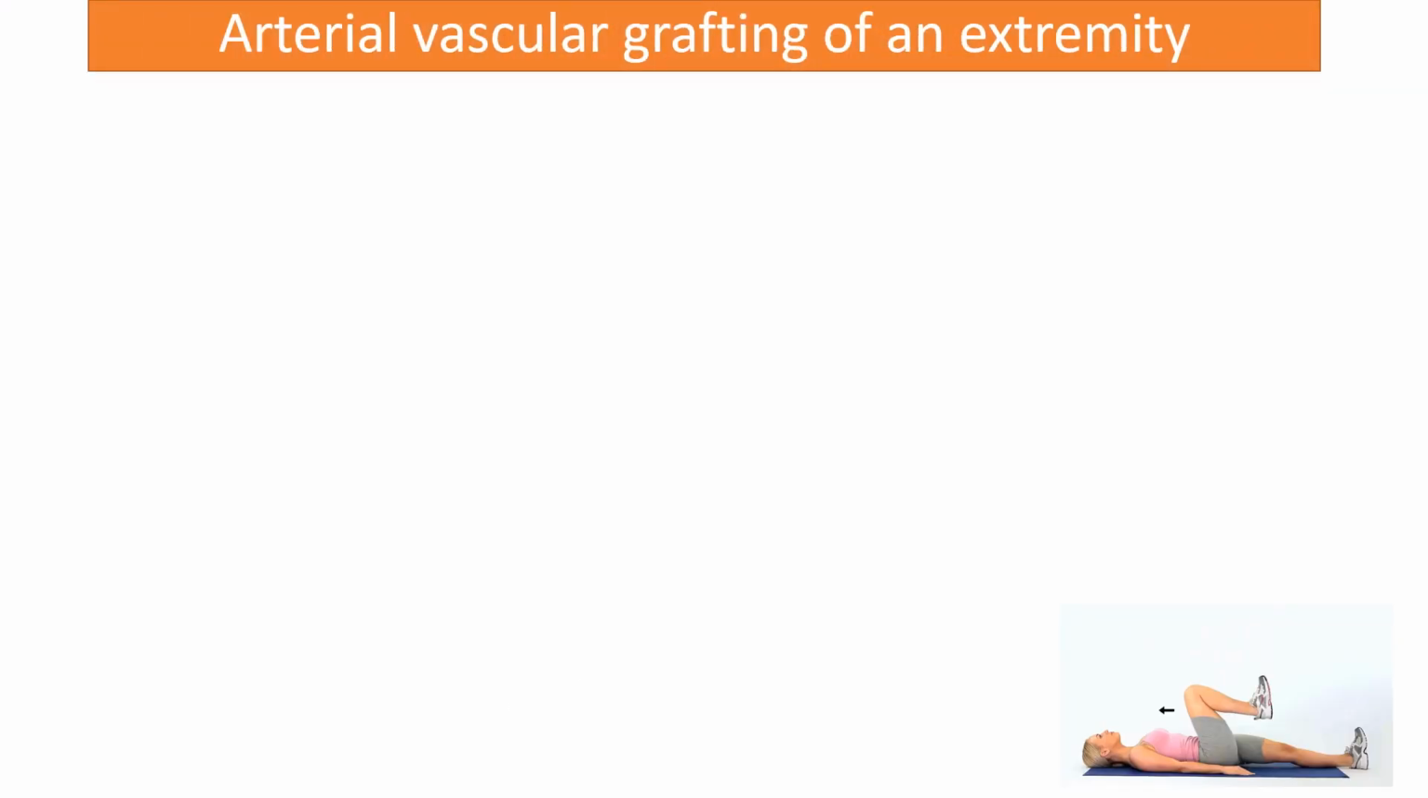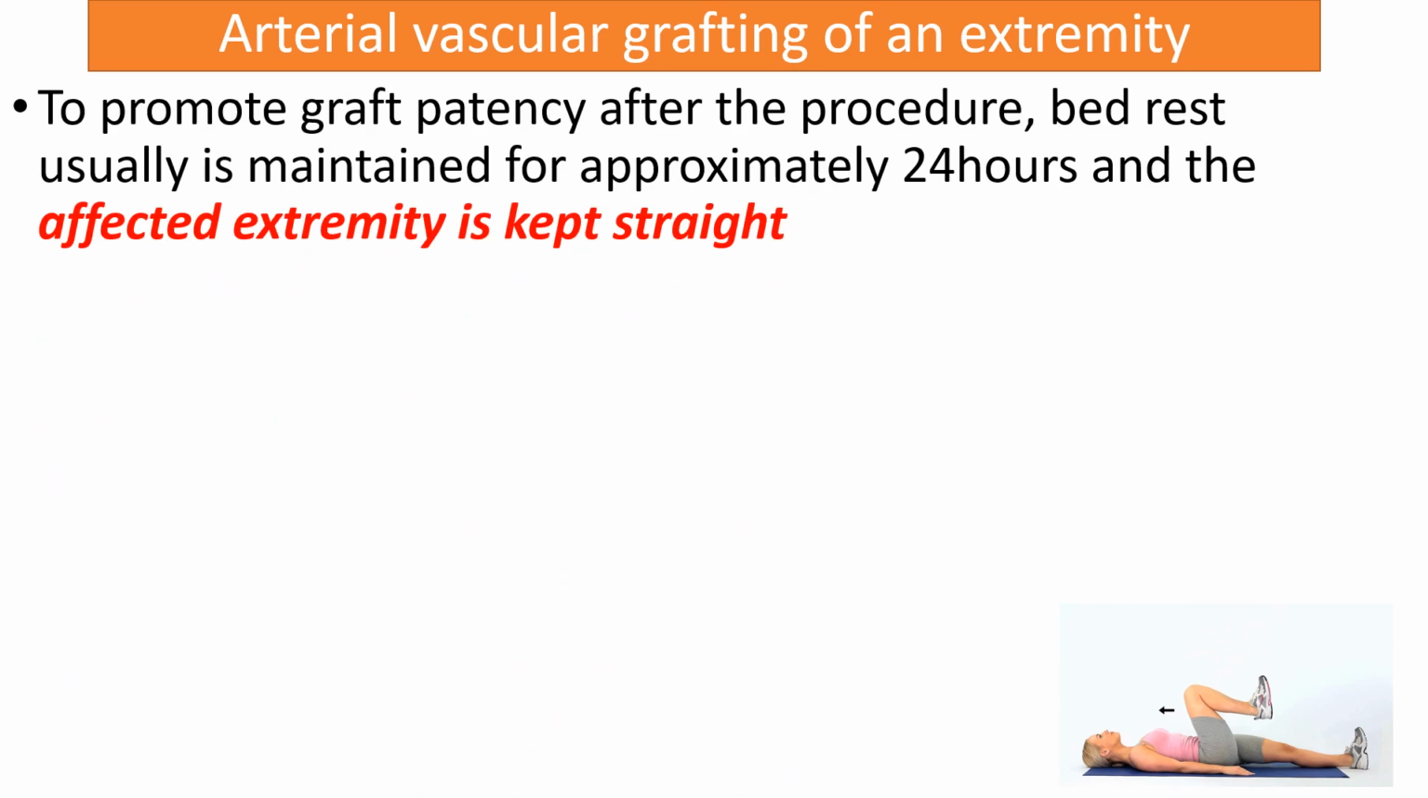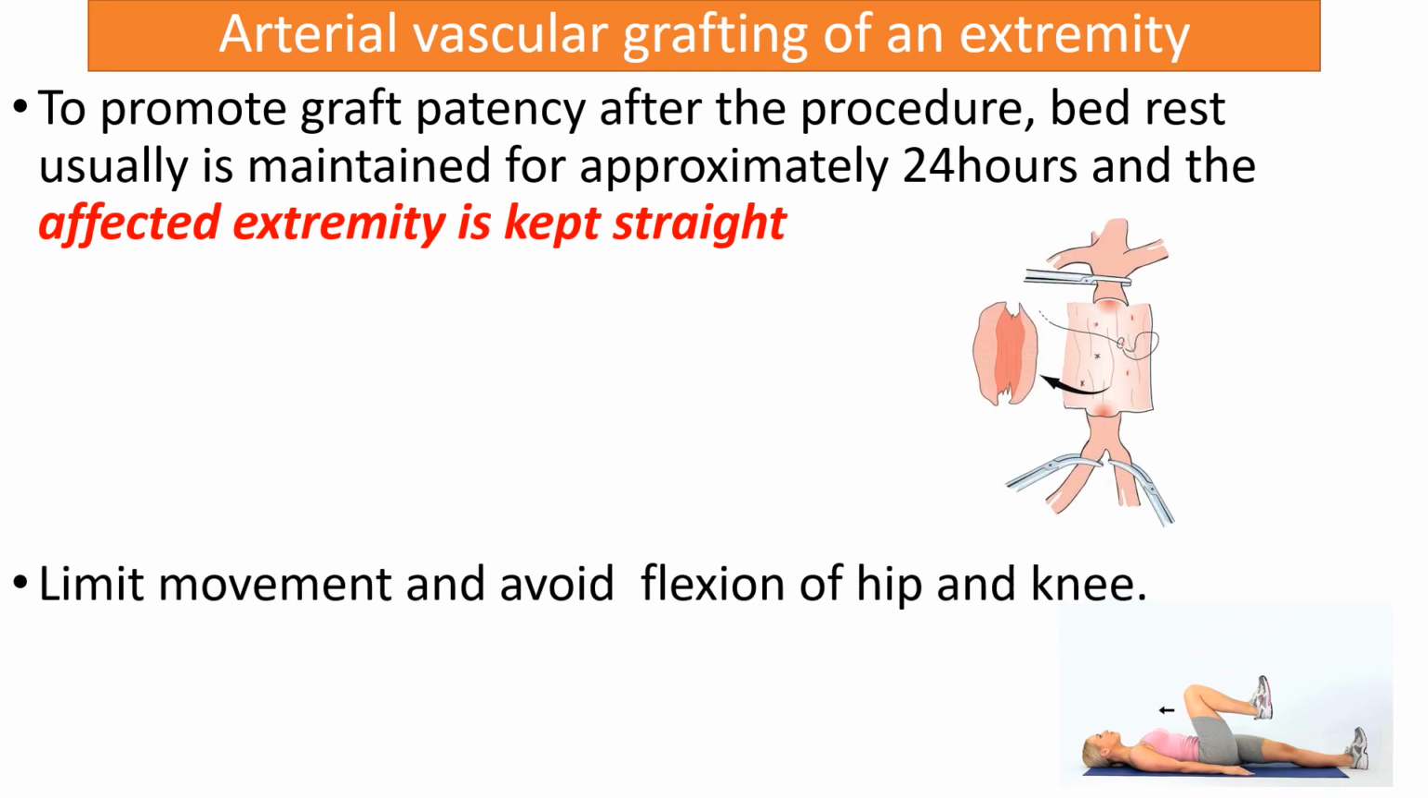Now the next would be arterial vascular grafting of an extremity. What do we do for clients who have undergone arterial vascular grafting of one of their extremities? We promote graft patency after the procedure by bed rest, usually maintained for approximately 24 hours, and the affected extremity is kept straight. We promote rest for at least 24 hours. Next, we limit movement and avoid flexion of the hip and knees, like you can see in the picture here.